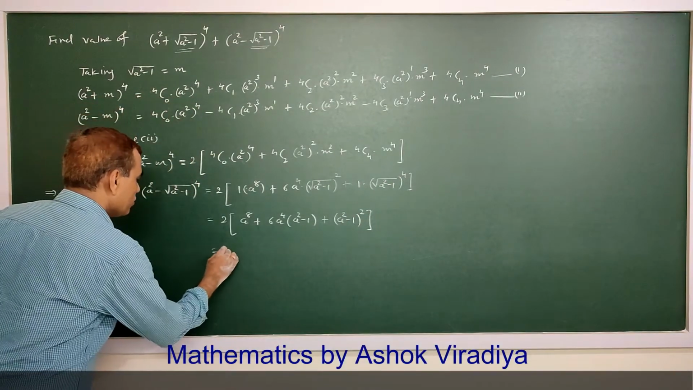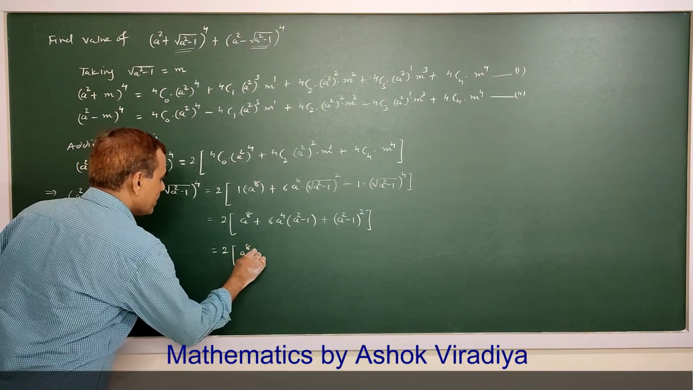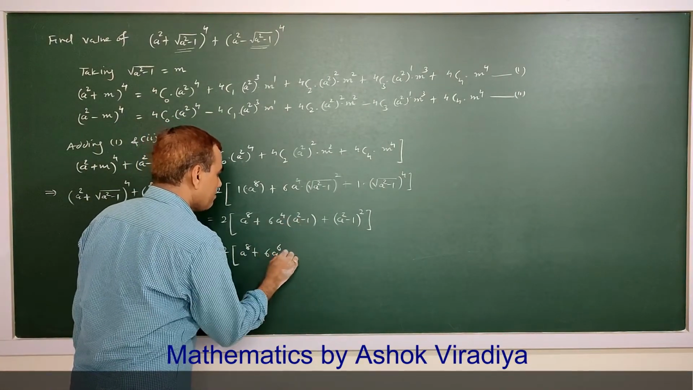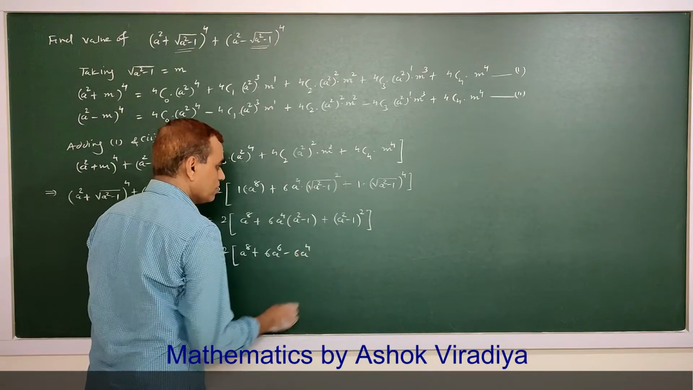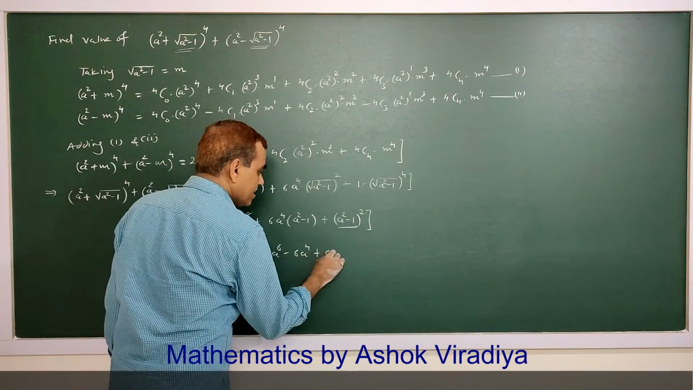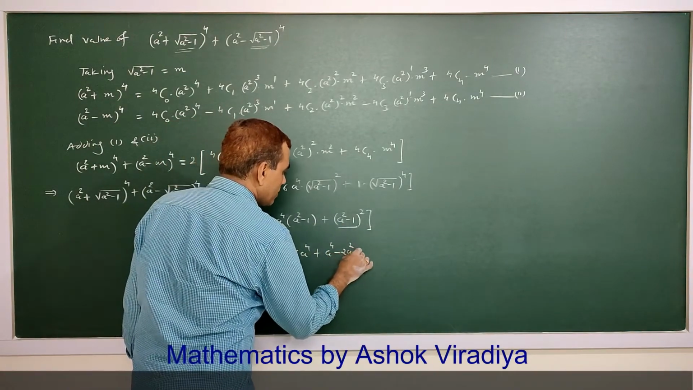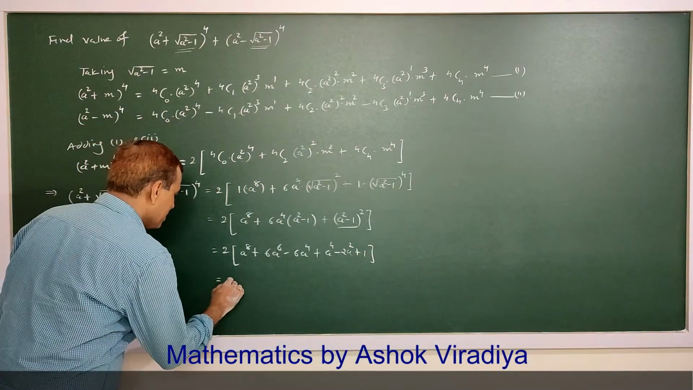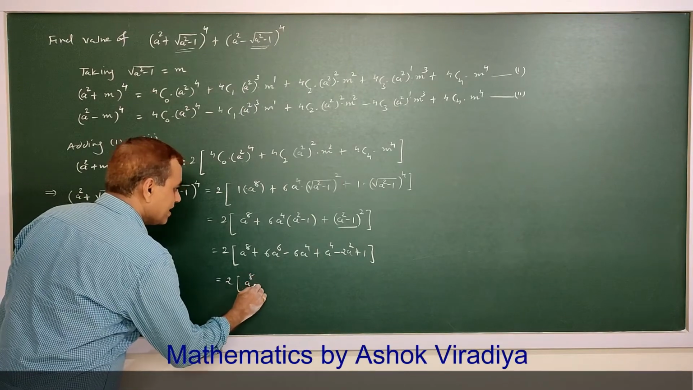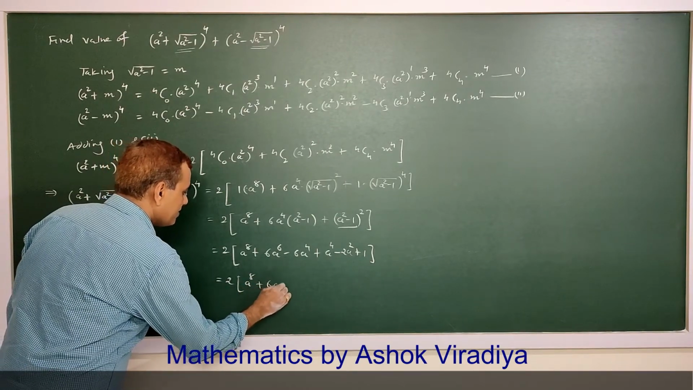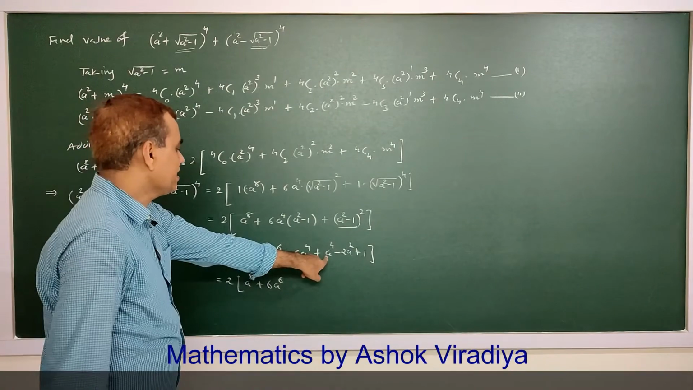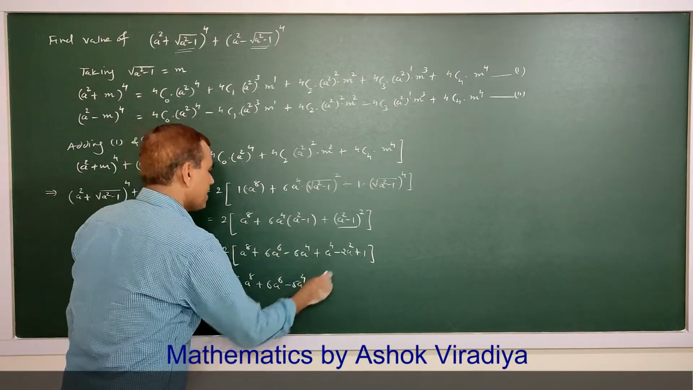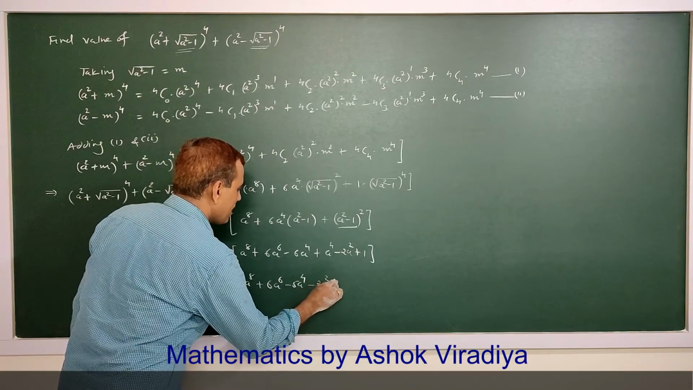So that is one more step, a raised to 8 plus 6 times a raised to 6 minus 6 times a raised to 4 plus, now expanding this, a raised to 4 minus 2a square plus 1. So this is equal to 2 into a raised to 8 plus 6 times a raised to 6, adding these two numbers, minus 5 times a raised to 4 minus 2 times a square plus 1.